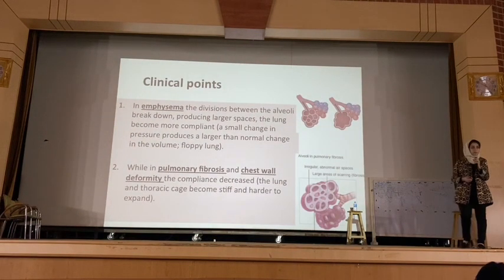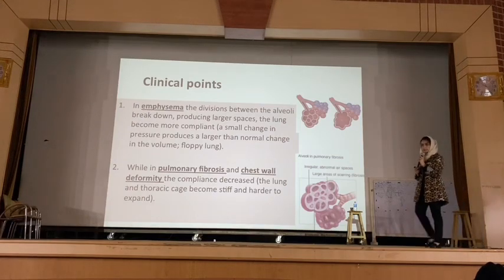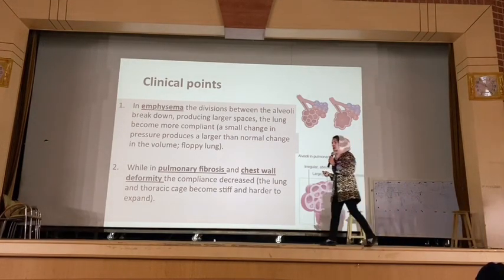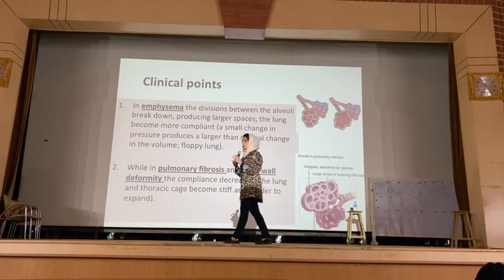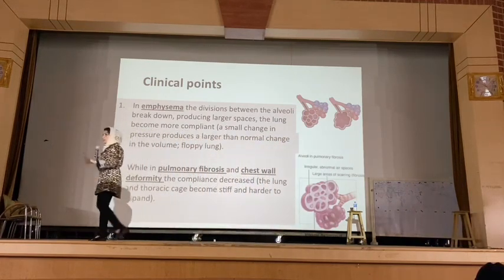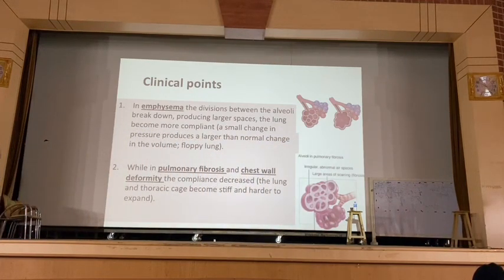For example, we have a disease which is called emphysema. In emphysema, on deep inspiration, we need a greater change in the transpulmonary pressure, meaning a greater difference between the alveolar and pleural pressure.